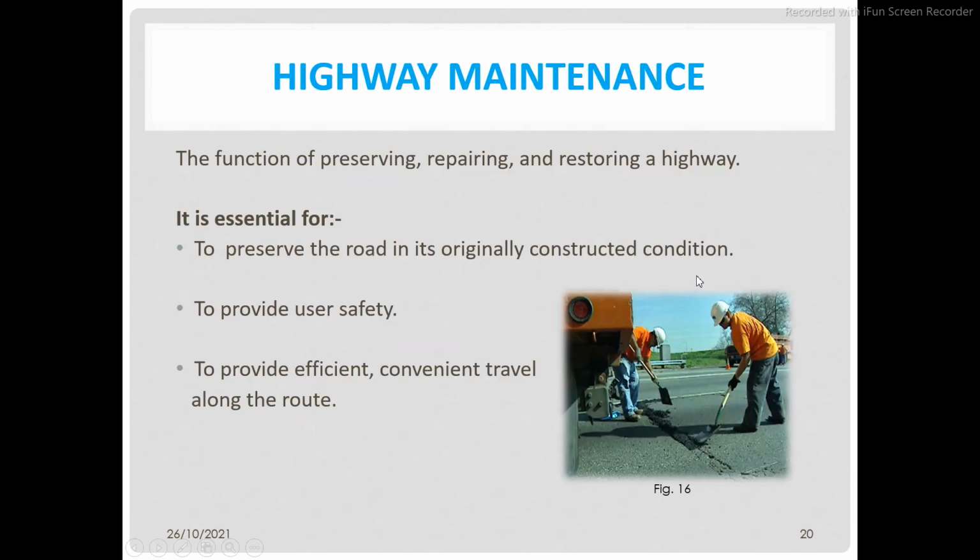Now we're going to talk about heavy maintenance. The function of preserving, repairing, and restoring a highway is basically heavy maintenance. It is essential to preserve the road in its original constructed condition, to provide user safety, and to provide efficient, convenient travel along the route.